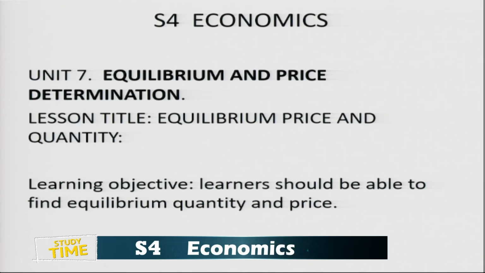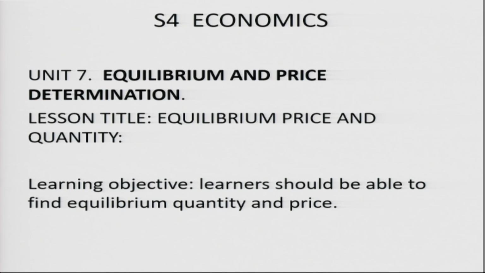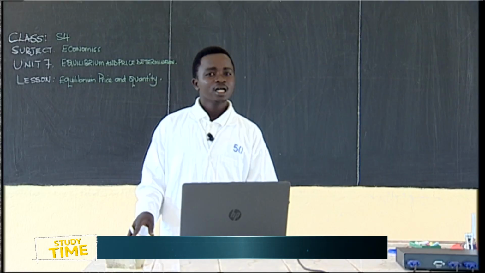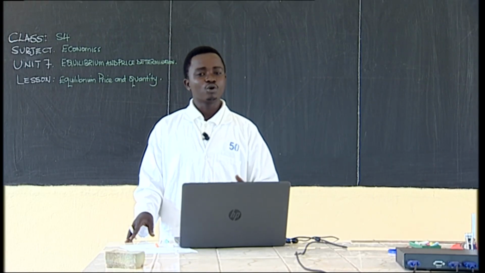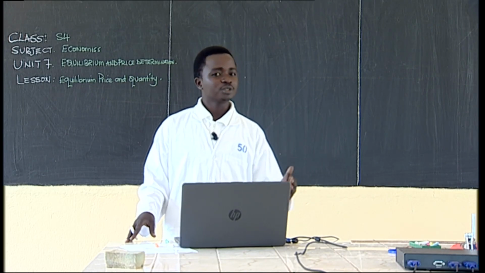So you should be able, at the end of this lesson, learners, to find an equilibrium price and an equilibrium quantity. In the previous unit that we covered, the theory of supply, I expect you learners by now to be able to explain the law of supply, explain supply, and draw a supply curve.